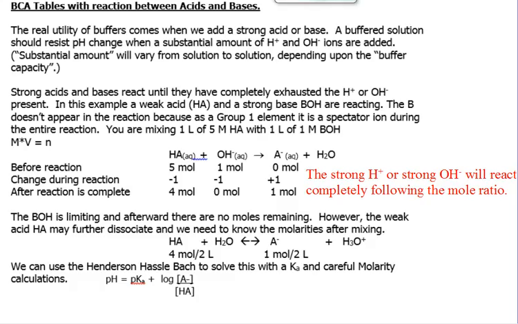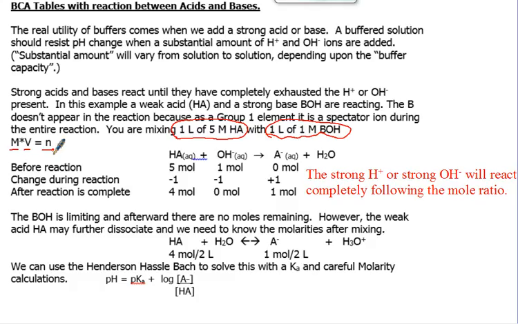So we have a new type of table to make called a BCA table, before, change, after. It's similar to a rice table, but it's mole based. So in this scenario, Lila has 1 liter of 5 molar acid, HA, and 1 liter of 1 molar base, BOH. She's mixing these together. So we need to figure out how many moles are actually being mixed. So we use the molarity times volume equals moles equation.